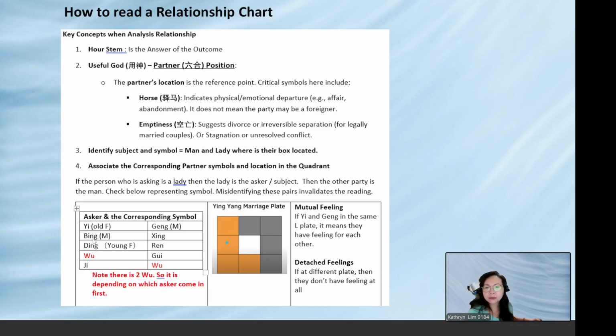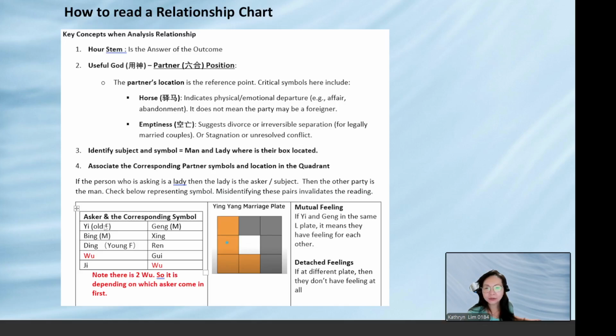These are things that we need to remember, as mentioned by Master. It's very important. We should not identify anyhow, otherwise the reading wouldn't be accurate. Let's talk about the asker and the corresponding symbols that we should look for in a chart.